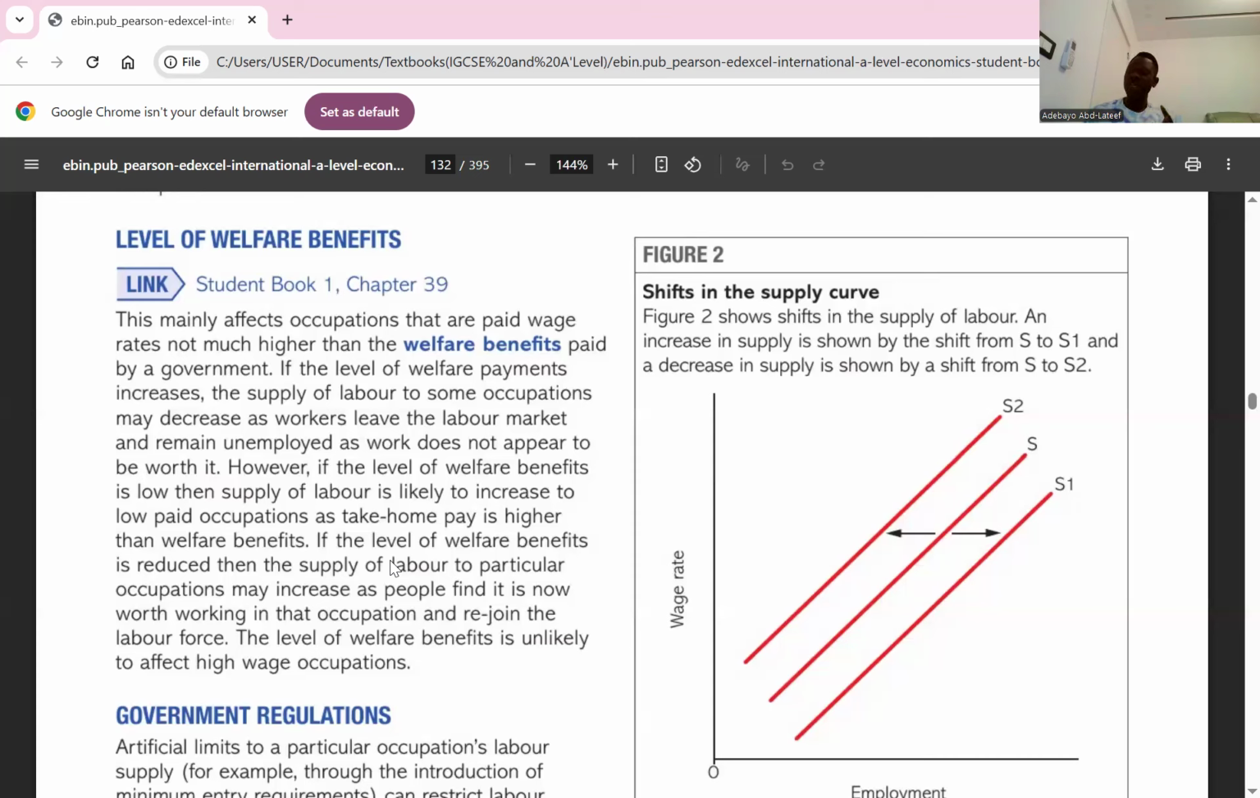An increase in welfare will shift the supply curve leftward. A fall in welfare will shift the supply curve rightward. Clear? Then the next one is government regulations.